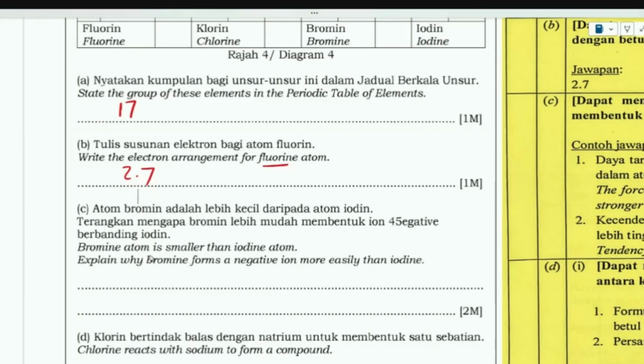Okay, next, a bromine atom is smaller than iodine. Okay, bromine is smaller than iodine. Explain why it forms negative ions more easily. This is also, in other words, reactivity, more reactive. Okay, I have discussed it a few times already, so you have to know how to explain this. Why is it more reactive than iodine?